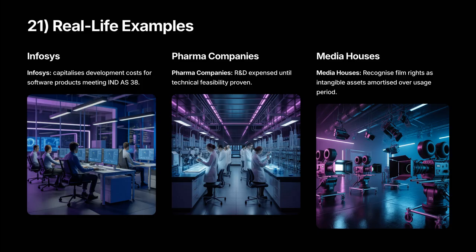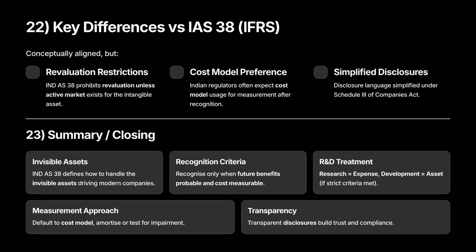19. Practical journal entries. Here's how the accounting looks in practice. 1. Purchase of an intangible asset: debit Intangible asset, credit Bank or Payables. 2. Amortization expense: debit Amortization expense, credit Accumulated amortization. 3. Impairment loss: debit Impairment loss, credit Intangible asset. 4. Sale of asset: debit Bank and Accumulated amortization, credit Intangible asset, credit Gain on sale, if any. These entries make the life cycle of an intangible asset clear, from purchase to disposal.